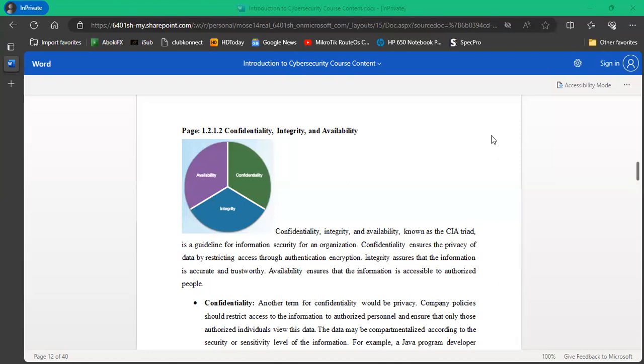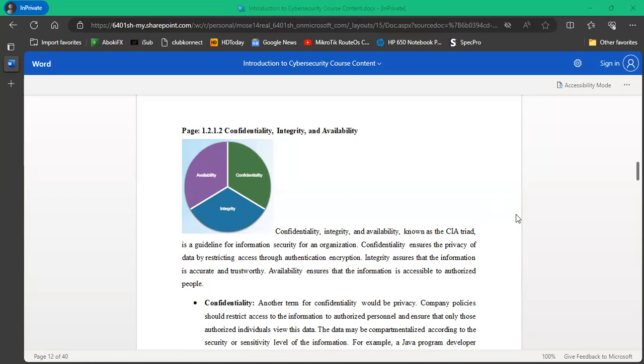Also, confidentiality, integrity, and availability. They are known as the CIA triad, and it is a guideline for information security for an organization. Confidentiality ensures the privacy of data by restricting access through authentication and encryption. Integrity assures that the information is accurate and trustworthy, while availability ensures that the information is accessible to authorized people. This CIA triad is a key aspect in cybersecurity, and we need to take cognizance of it.